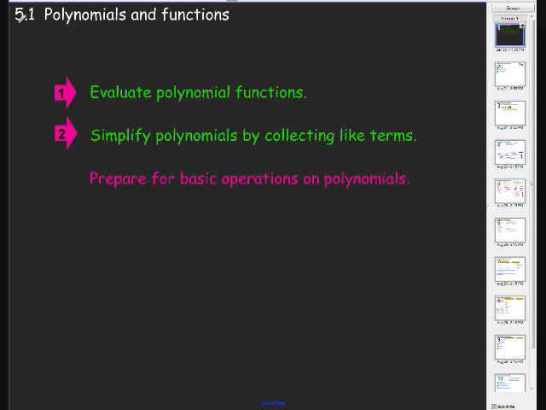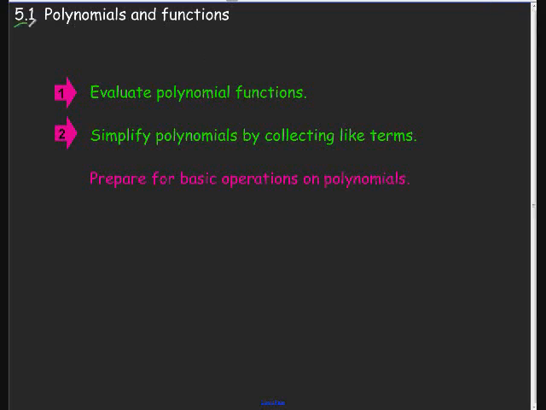Here we are in Chapter 5, looking at polynomials and functions. We know what functions are. We can give them names. We can say we're talking about function f, and this is the name of the function. We're going to recognize it as an f. And what is this? This is the input to that function.